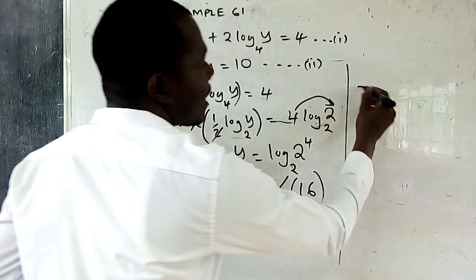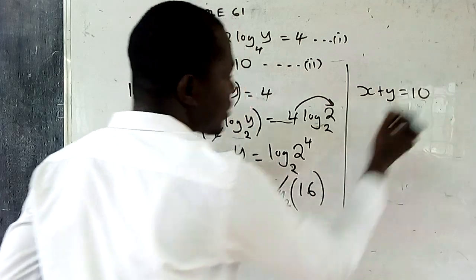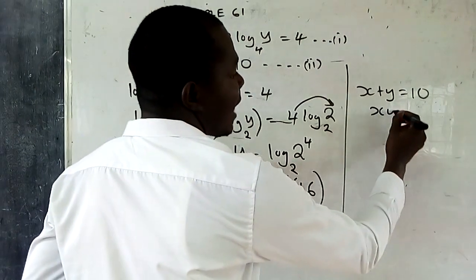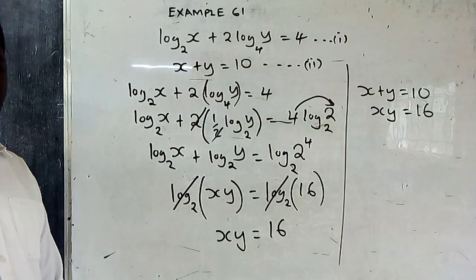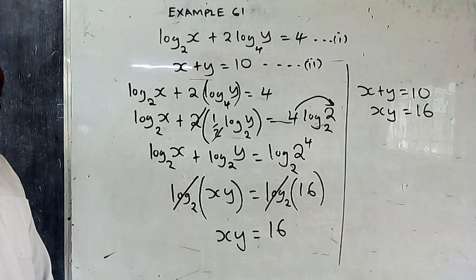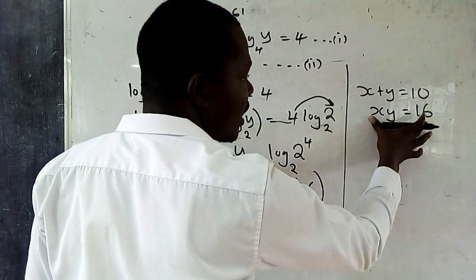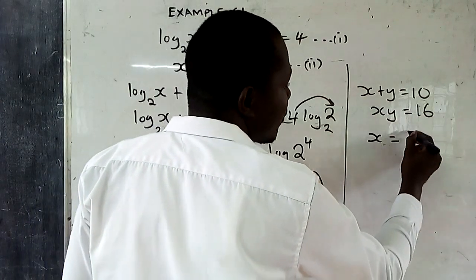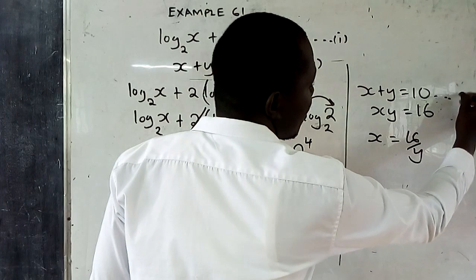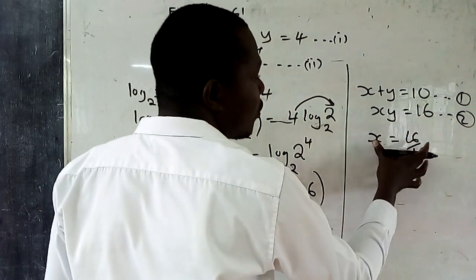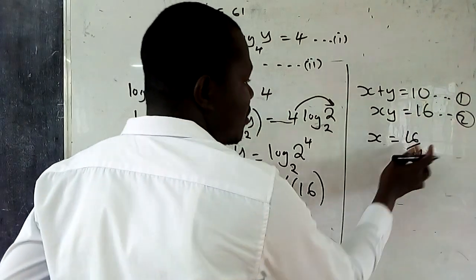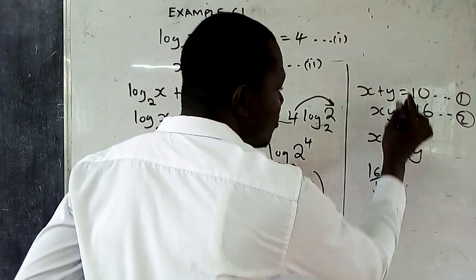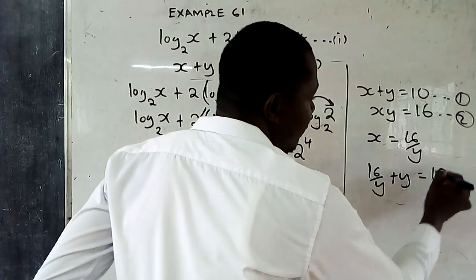So we now have two equations. The first equation is x plus y is equal to 10. The second equation is xy is equal to 16. Are we together? You can now solve with any method, substitution or elimination. Let us use substitution. In the second equation, if you divide both sides by y, you get x is 16 over y. You substitute it in equation 1: x is 16 over y, then plus y is equal to 10.